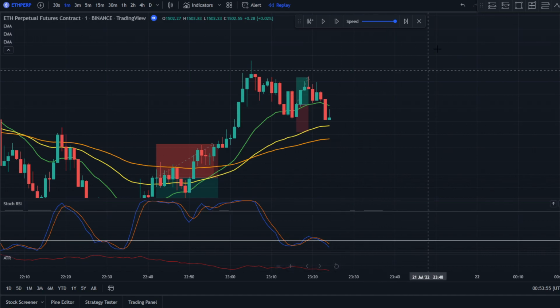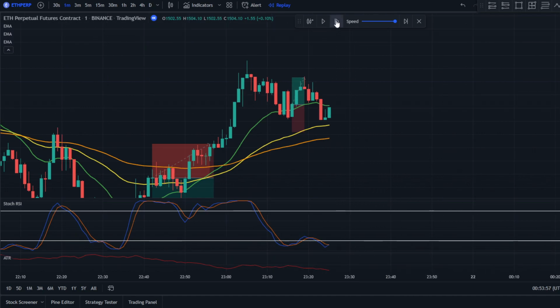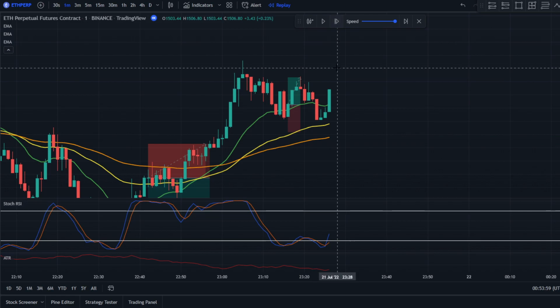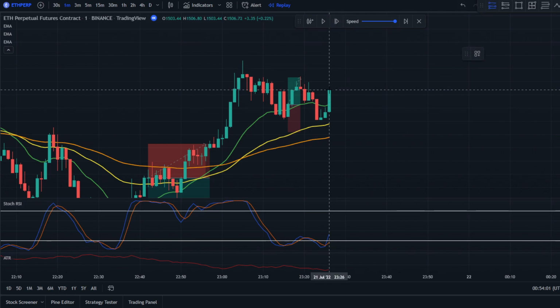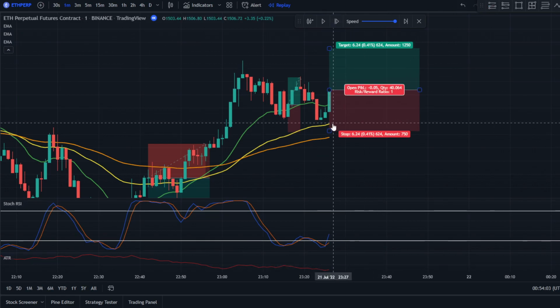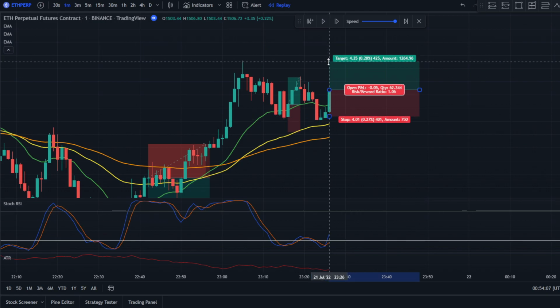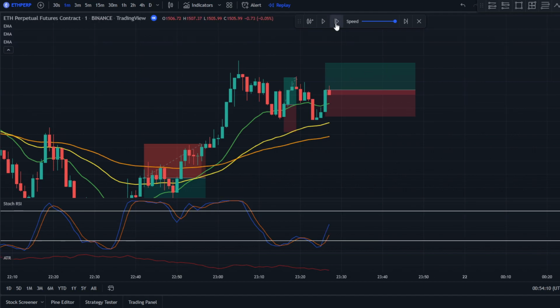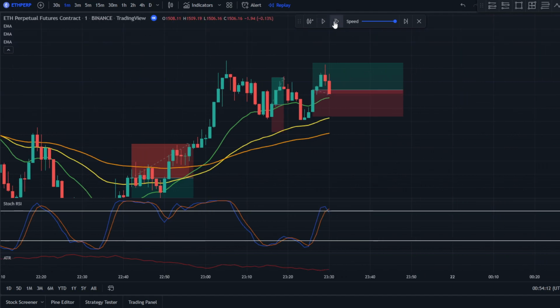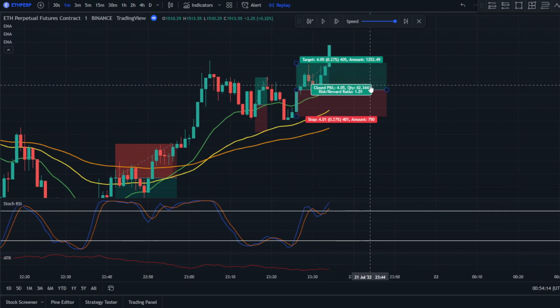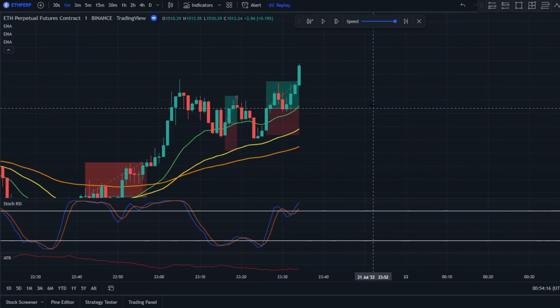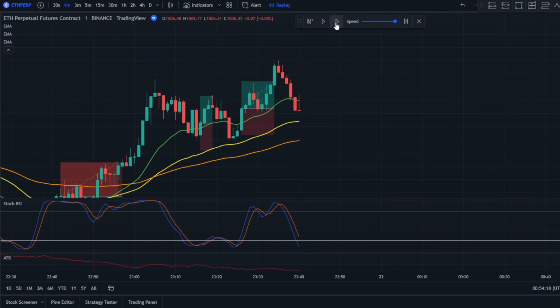Same thing, we want to wait for another crossover, and here we have the crossover, so we enter right there. Stop loss will be 4, take a 1:1, and that is another win. So quite a simple trade so far.